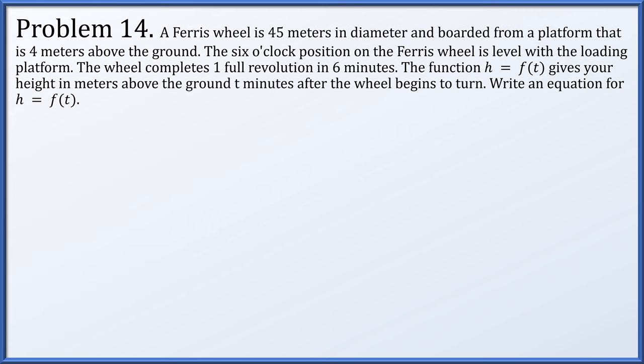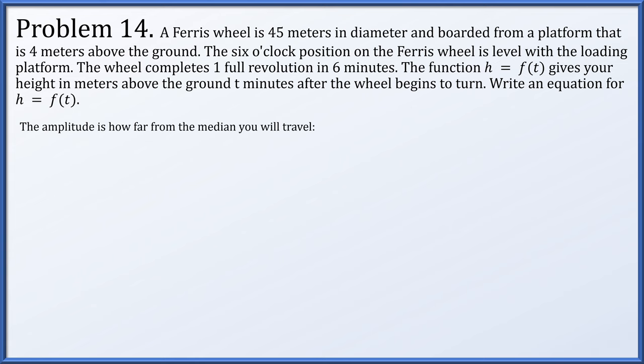And finally, problem 14. A Ferris wheel is 45 meters in diameter and boarded from a platform that is 4 meters above the ground. The 6 o'clock position, in other words, the bottom, on the Ferris wheel is level with the loading platform. The wheel completes 1 revolution every 6 minutes. The function h equals f of t gives the height in meters above the ground t minutes after the wheel begins to turn. Write an equation for f of t.